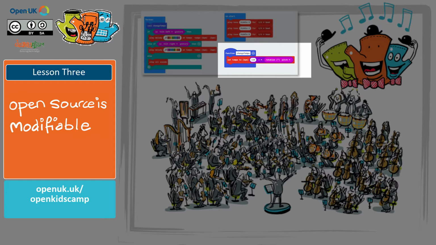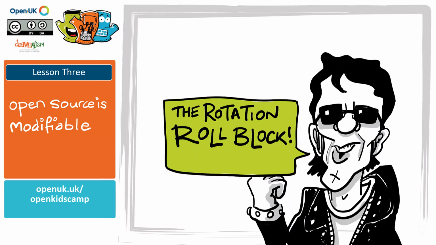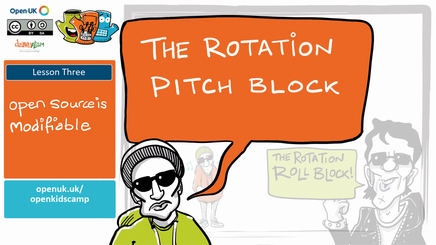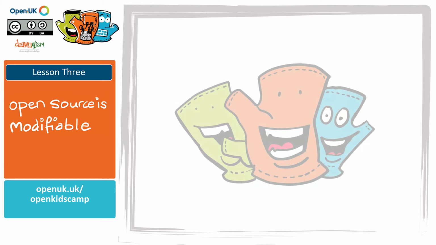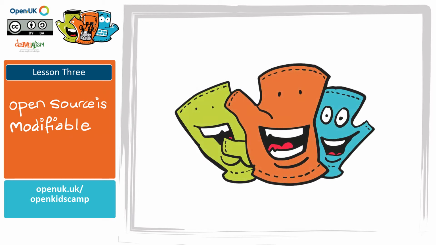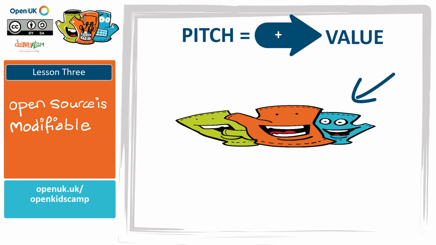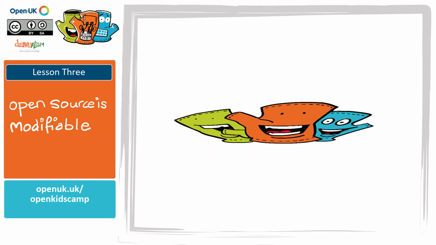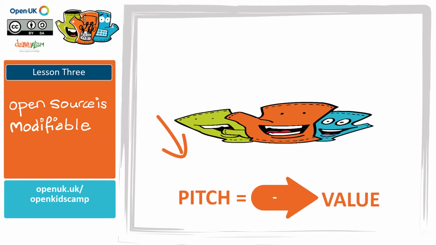block. Remember from lesson 1, we used a rotation roll block. Well, the rotation pitch block is like its sister. It measures how much the microbit is tilted forwards and backwards. You might be wondering why we haven't got an if-else statement to deal with tilting forwards and tilting backwards. Well, if the microbit is tilted backwards, rotation pitch has a positive value. If it's tilted forwards, rotation pitch has a negative value.